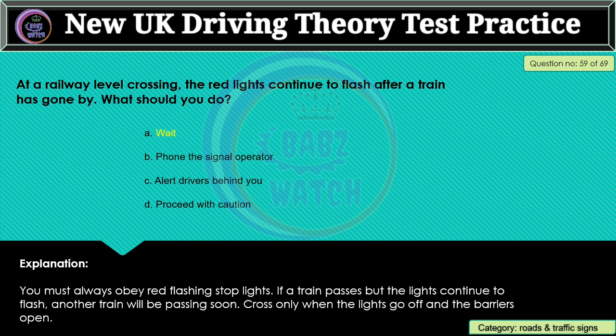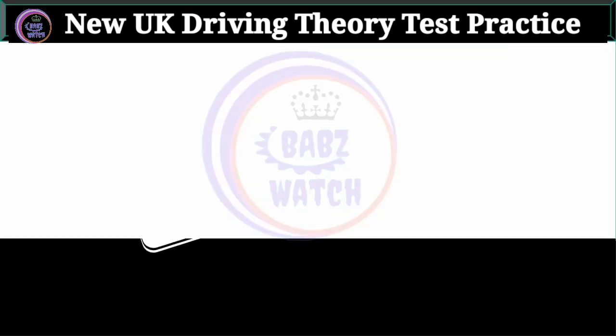Wait. Explanation. You must always obey red flashing stop lights. If a train passes but the lights continue to flash, another train will be passing soon. Cross only when the lights go off and the barriers open.